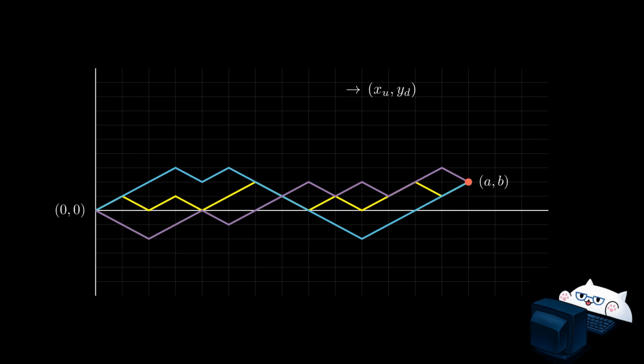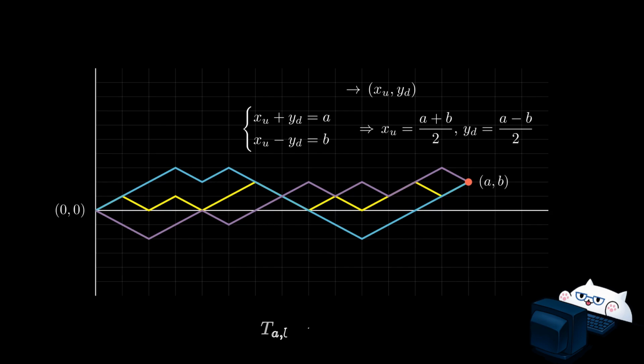For a path to end at a height b, the number of steps up and down must satisfy the equation x minus y equals b. In addition, we also know that the total number of steps, x plus y, is equal to a. Solving this system, we can get an equation for our possible paths in function of a and b, denoted here by the t function.